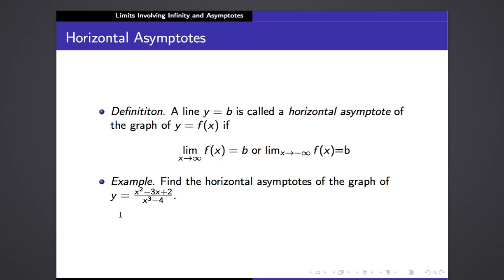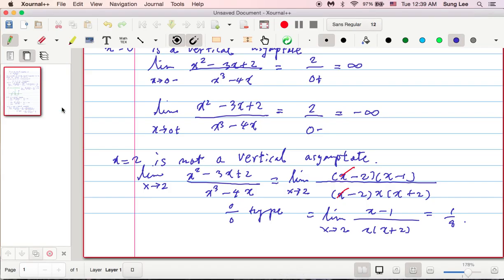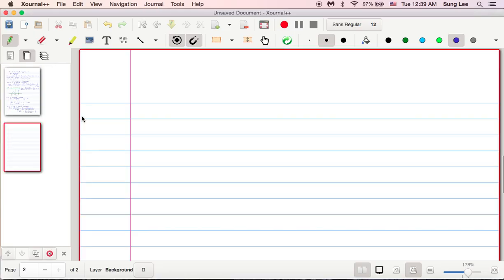So here's an example. Find the horizontal asymptotes of the graph of y equals the same function we talked about earlier, x squared minus 3x plus 2 over x cubed minus 4x. To discuss this, let's get to my notepad.